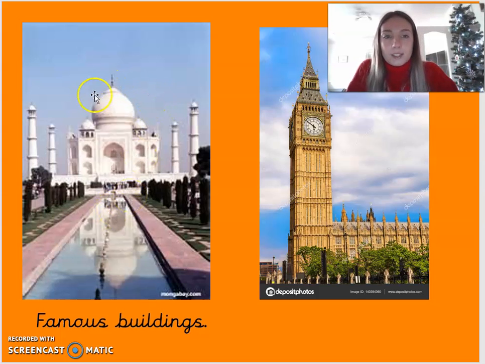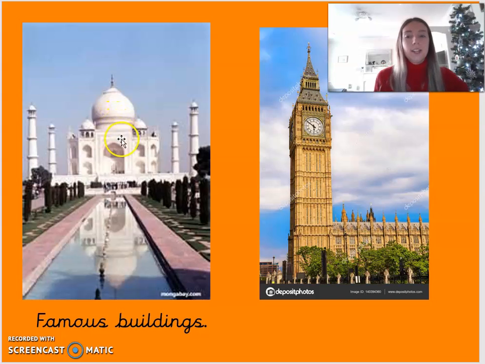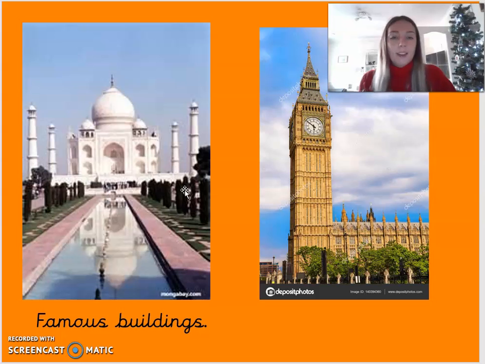Well done. We know that this is a famous building in India and it's called the Taj Mahal. And we have done a lot of learning about the Taj Mahal already. We know it's a very significant building in India. And we know that it was built a long time ago and it was built in memory of a very important person in India. And then this here is a famous building in London, our capital city, and it is Big Ben. So we have got different famous buildings.